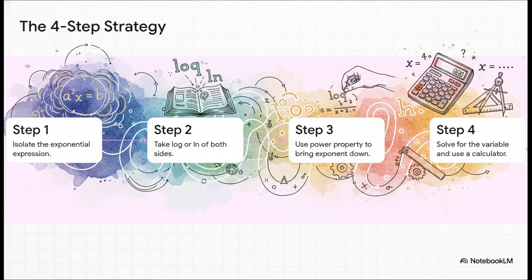So here it is, our 4-step battle plan. This roadmap is going to work every single time. First, you get the exponential part all by itself. Second, you take the log of both sides. Third, you use that magic power property we just talked about. And finally, you just solve for your variable like you always do. Let's see how it works.